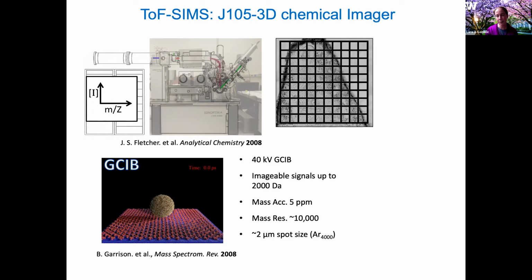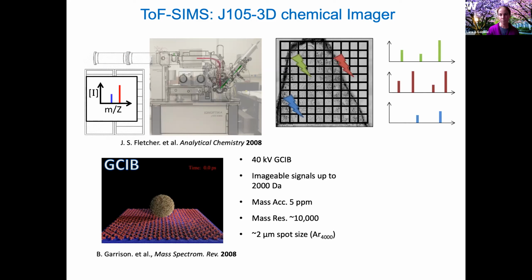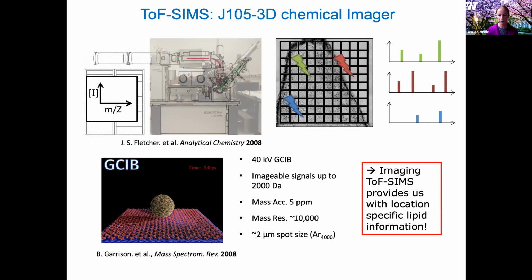And similar to the other TOF-SIMS, obviously you just focus your beam on different areas of the sample, and then each of those areas produces an individual mass spectrum. So we have that same result that we did last time.